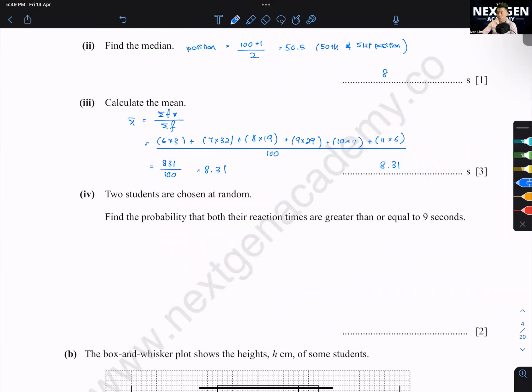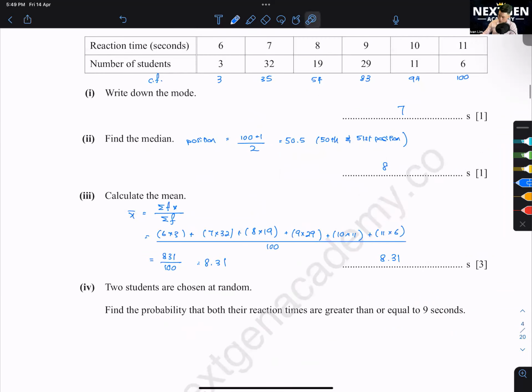Okay, number 4. 2 students are chosen at random. Find the probability that both their reaction time are greater than or equal to 9 seconds. Okay, 9 equal or greater than 9 seconds. How many of them? Okay, the n is 29 plus 11 plus 6. Okay, you'll get 46 of them.